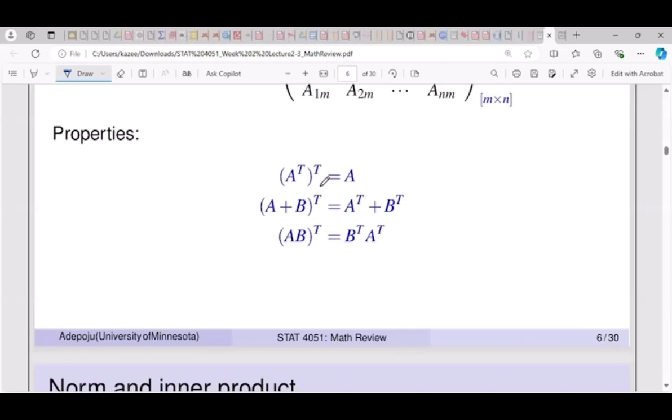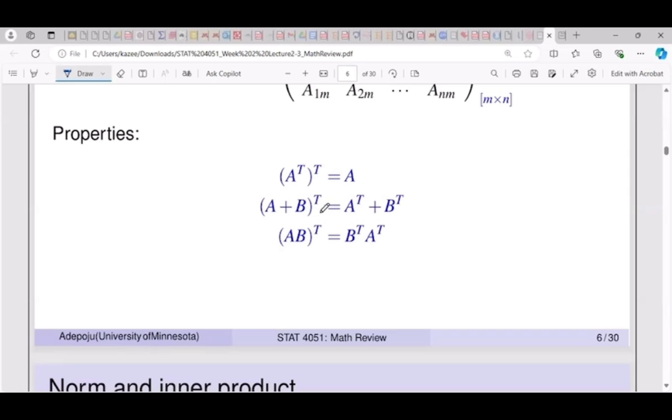I have a matrix A. I take the transpose of that, and I've changed the structure. Can I have a way to go back to my original data frame? Yes, you take the transpose of the transpose, and that will return you back to the original data set.